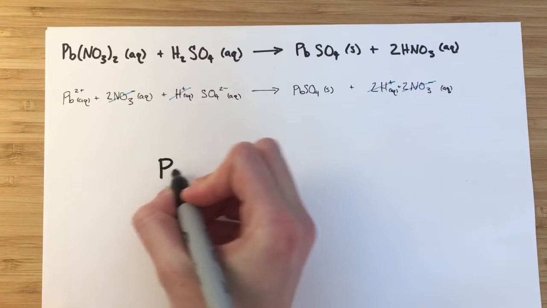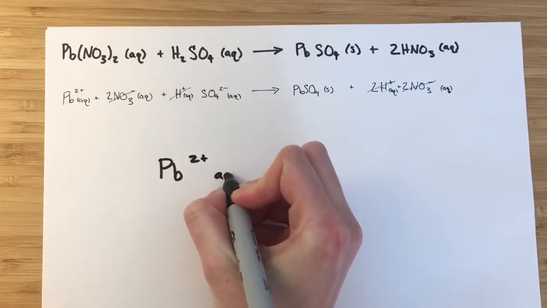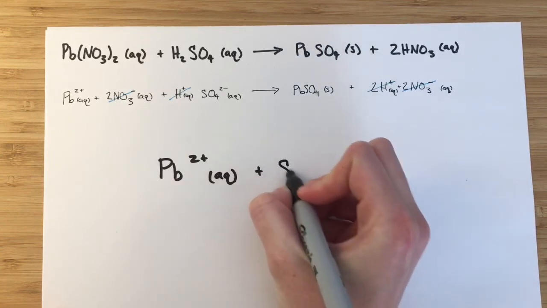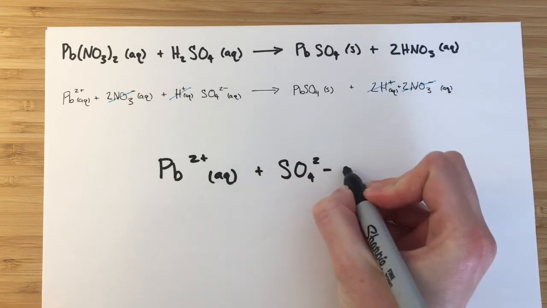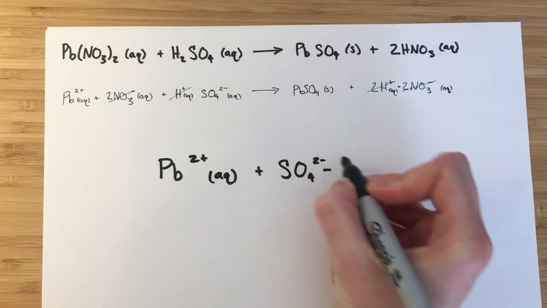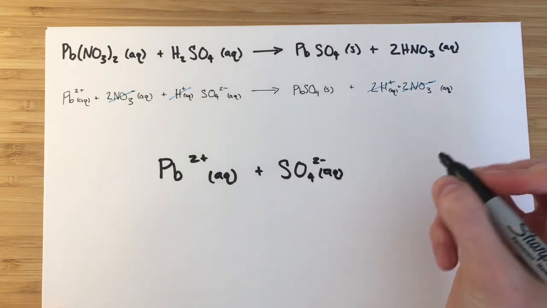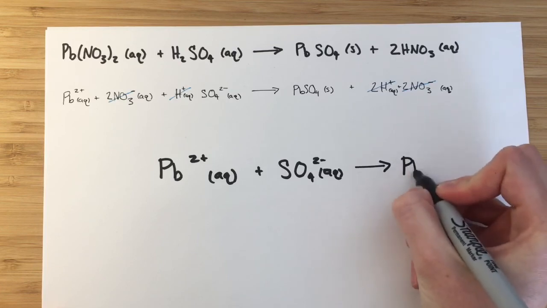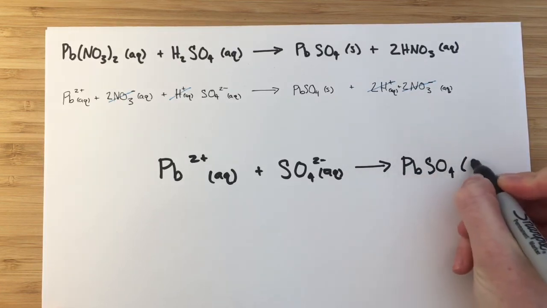We have Pb 2 plus aqueous plus SO4 2 minus aqueous. And that makes our solid, which is PbSO4 solid.